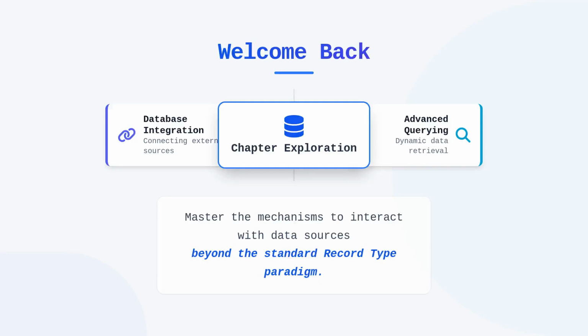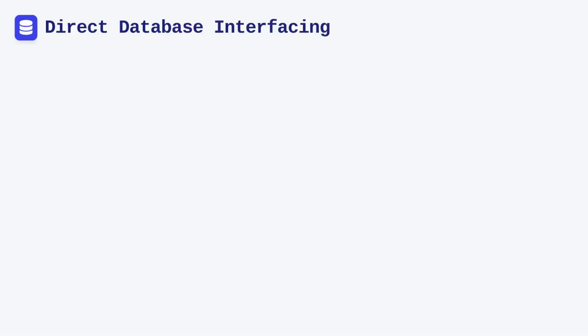Welcome back. In this chapter, we will explore the mechanisms of database integration and querying to ensure you can interact with data sources beyond the standard record type paradigm. When we step outside the convenience of the record type ecosystem, we must interface directly with the underlying relational database management system using Appian's query framework.